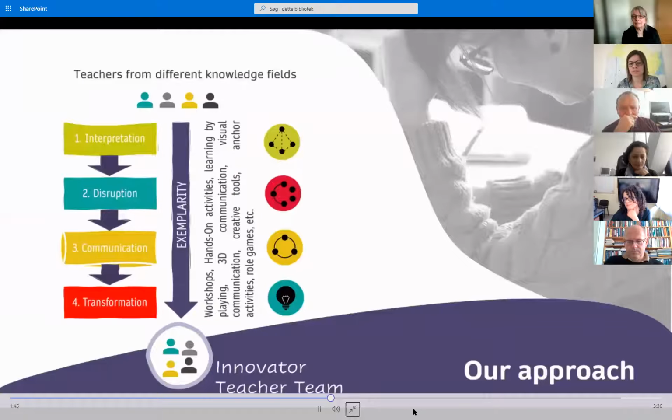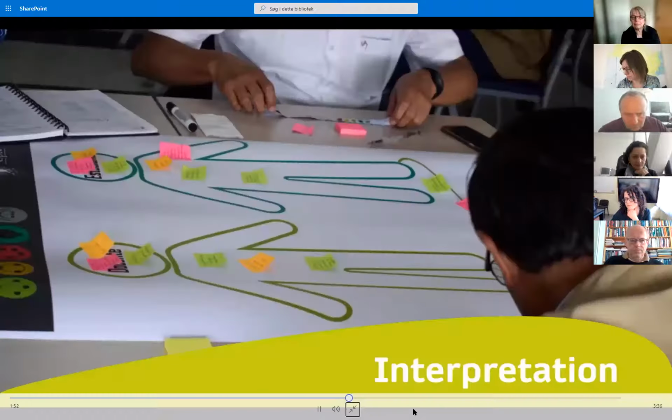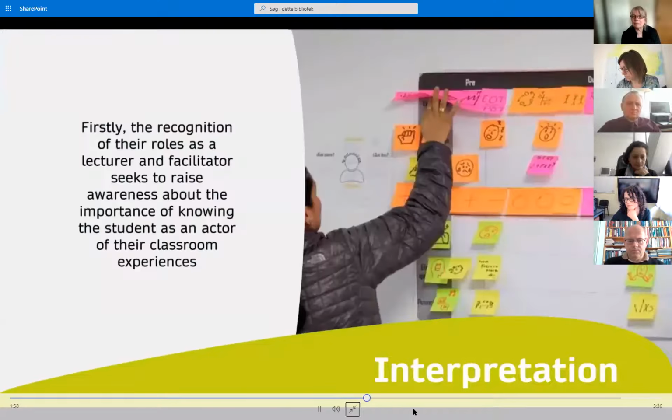Our approach has 4 stages called interpretation, disruption, communication, and transformation. Interpretation focuses on exploring creative tools of design thinking. The main purpose of this moment is to promote empathy in the teachers. Here, teachers recognize their roles and the role of their students as actors of their classroom experiences.